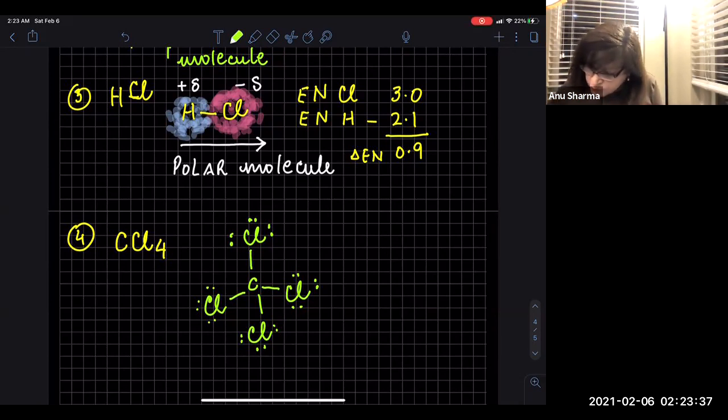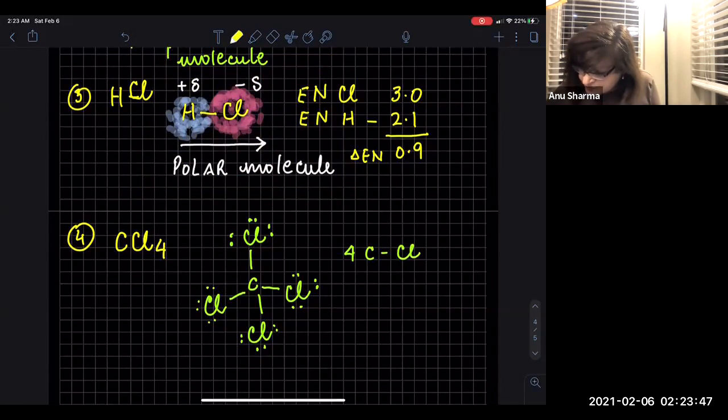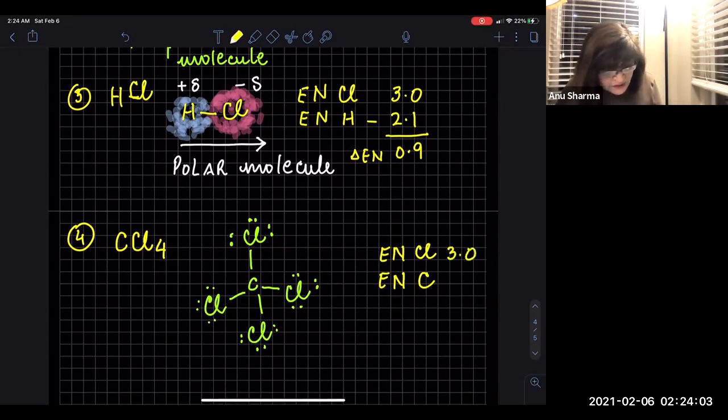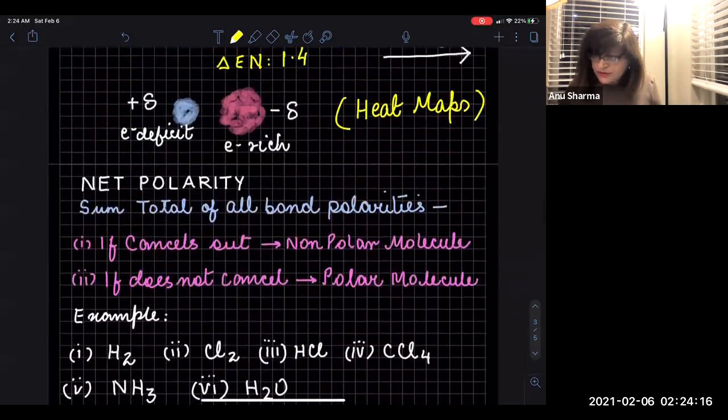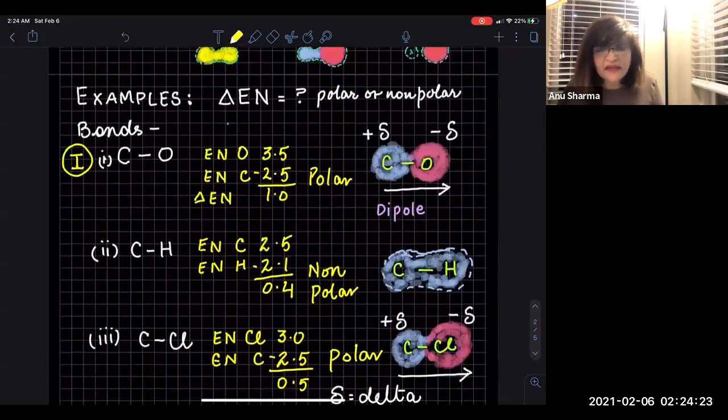So there are four carbon chlorine bonds. Okay, so let's count the electronegativity of one and then it will apply to all of them. So I'm going to need more space here. So here is the electronegativity of chlorine and then the electronegativity of carbon. Okay, the electronegativity of chlorine is 3.0 and carbon is 2.5. So 3.0 minus 2.5, the difference in electronegativity is 0.5. And according to that table, which we showed here earlier, a difference in electronegativity of 0.5 means that this is a polar covalent bond.